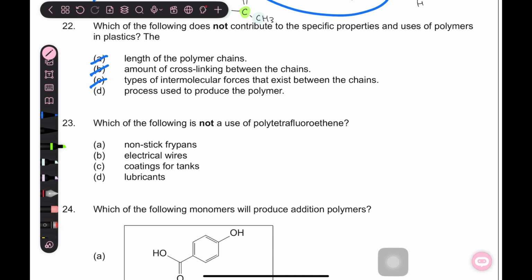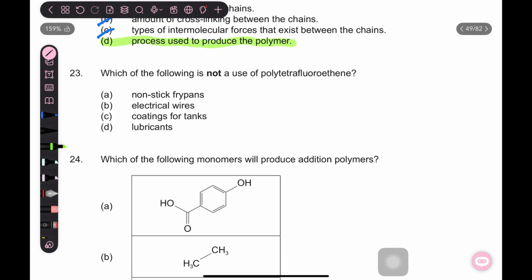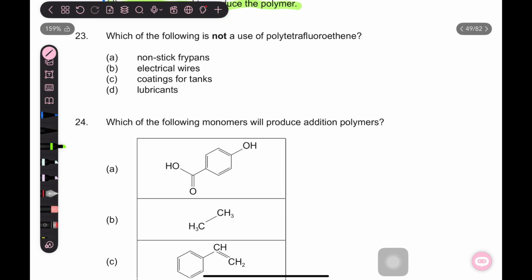However, this last option, which is the correct answer in this case, is the process used to produce the polymer. This does not contribute to the specific properties. Whilst there may be byproducts, that's not contributing to the properties of the main product, which is the polymer, the plastic. Okay, question 23. This is just a theory-based question.